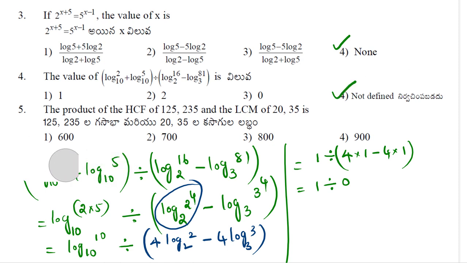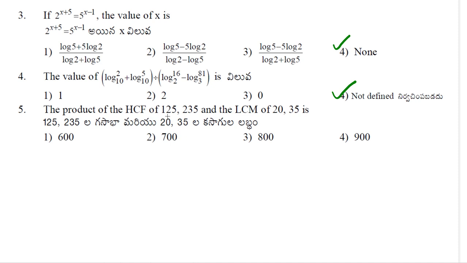Let's go to fifth question. The product of the HCF of 125, 235 and the LCM of 20, 35. Let us find out the HCF of 125 and 235 first. 235, let us divide this with 125. So 125 times 1 is 125. Let us subtract, we will get 0 here, 1 here, 1 here. So let us make this 125 as the new dividend. Now 110, that is the new divisor. So 110 times 1 is 110. Subtract, we will get 5 here, 1 here.